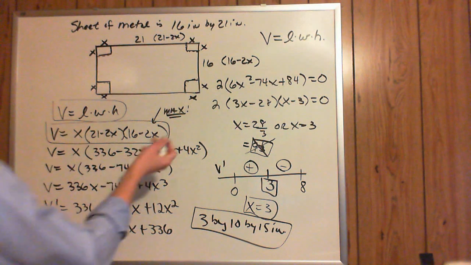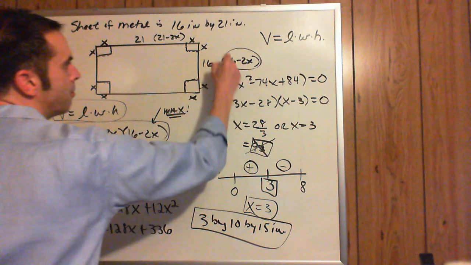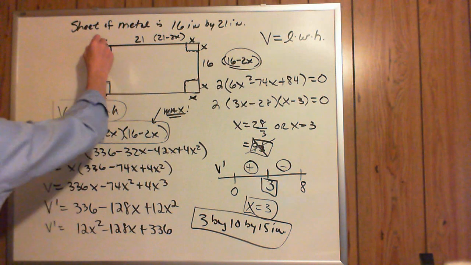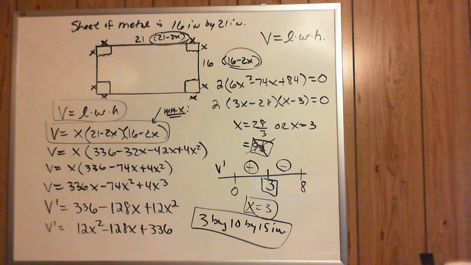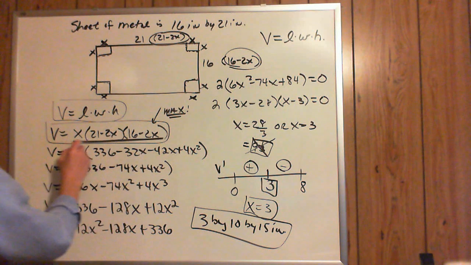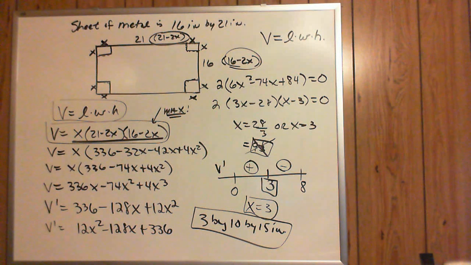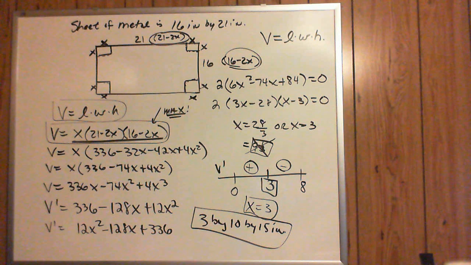So then when we remove these 2 corners, we're left with 16 minus 2x. When we had removed these 2, we're left with 21 minus 2x. And then by substitution, we end up with our volume function in terms of x, and this is what we want to maximize. And then we just FOILed, distributed, taken its derivative, set the derivative equal to 0, and verify that at x equals 3 we have a maximum.